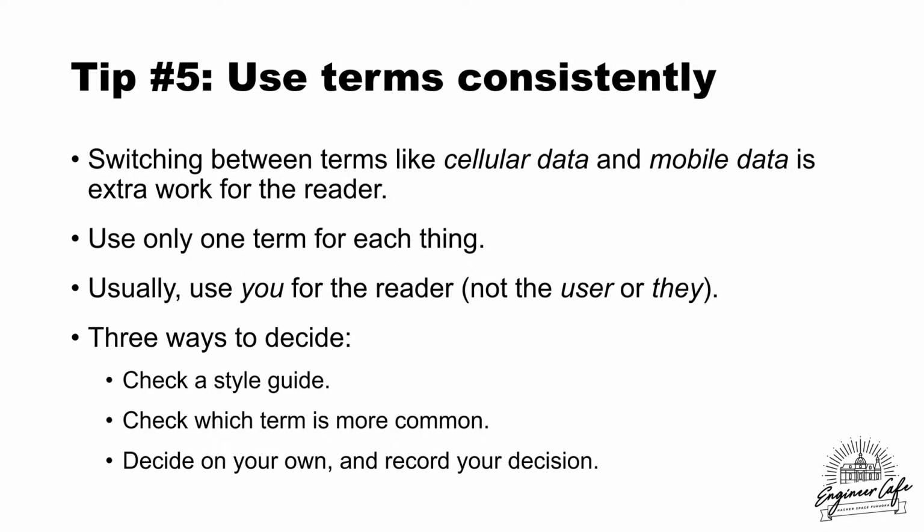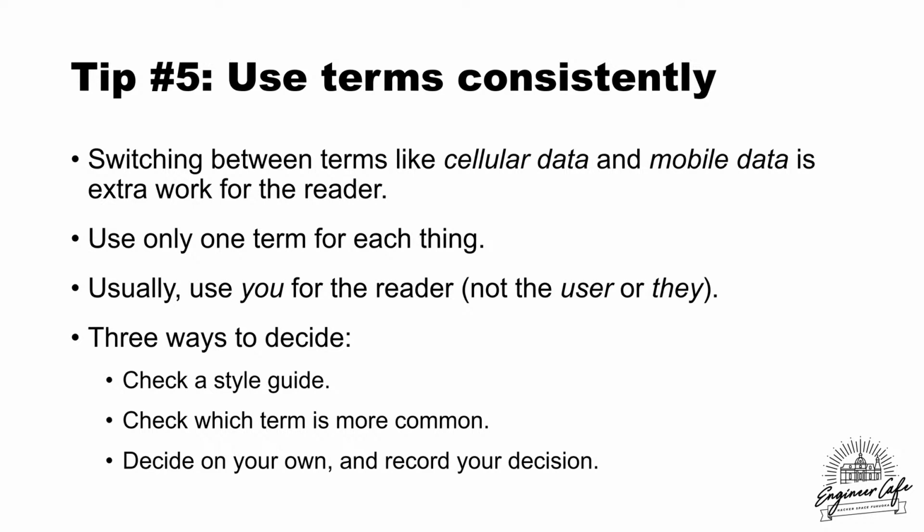So I have 3 recommendations there. The first one is you can check a style guide. As I mentioned, the Google style guide, the smart people at Google have thought about this and come up with a recommendation, which we'll look at. The second thing you can do is check which term is more common, in 2 different fields that I'll show. And the third thing you can do is do whatever you want and just record the decision and try to stick to it consistently, either within one document or between documents.